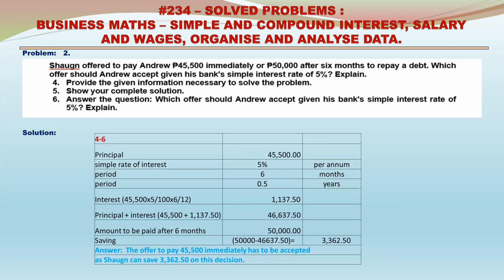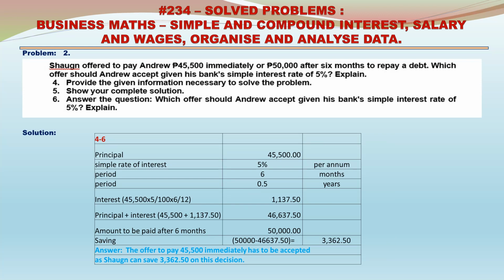Problem 2. Sean offered to pay Andrew 45,500 immediately or 50,000 after 6 months to repay debt. Which offer should Andrew accept given his bank's simple interest rate is 5%? Explain. Provide the given information necessary to solve the problem. Show your complete solution. Answer the question. Which offer should Andrew accept given his bank's simple interest rate of 5%?